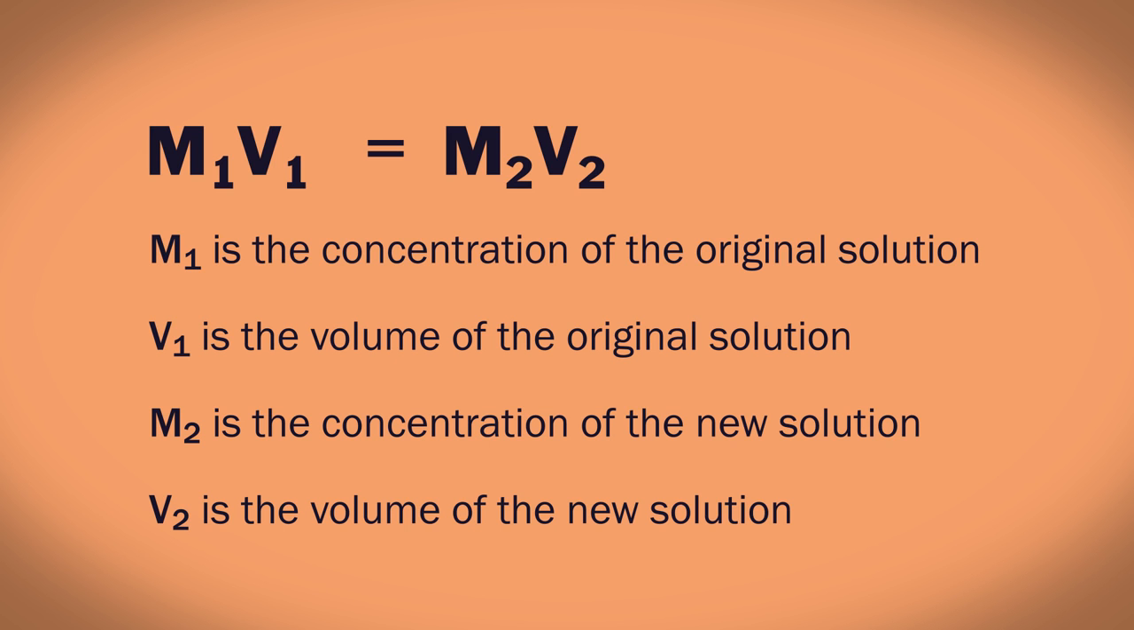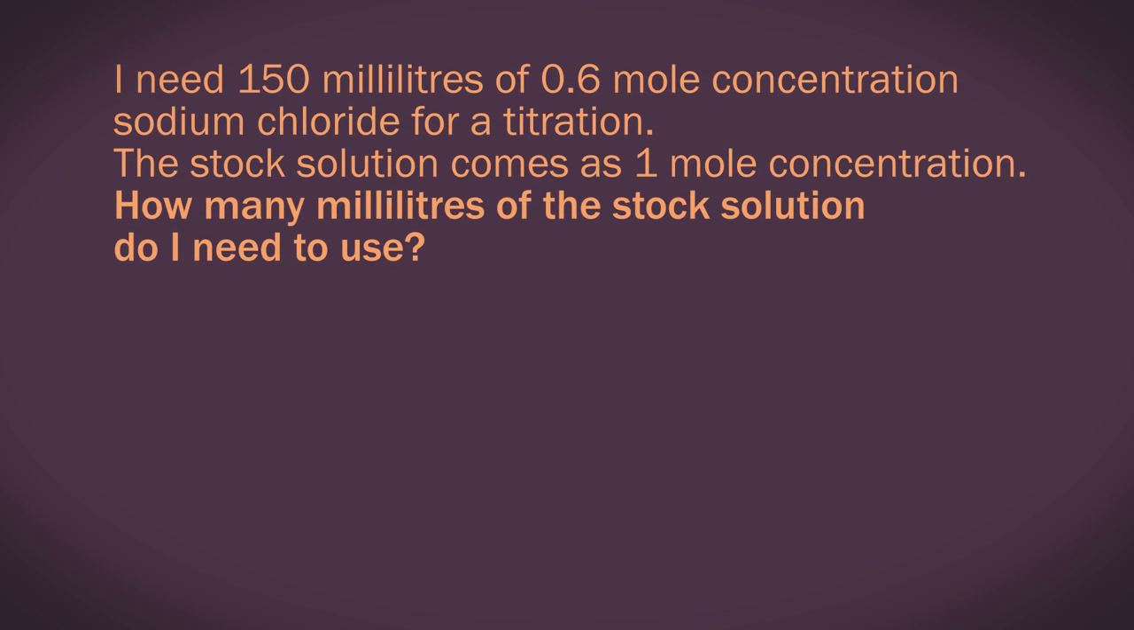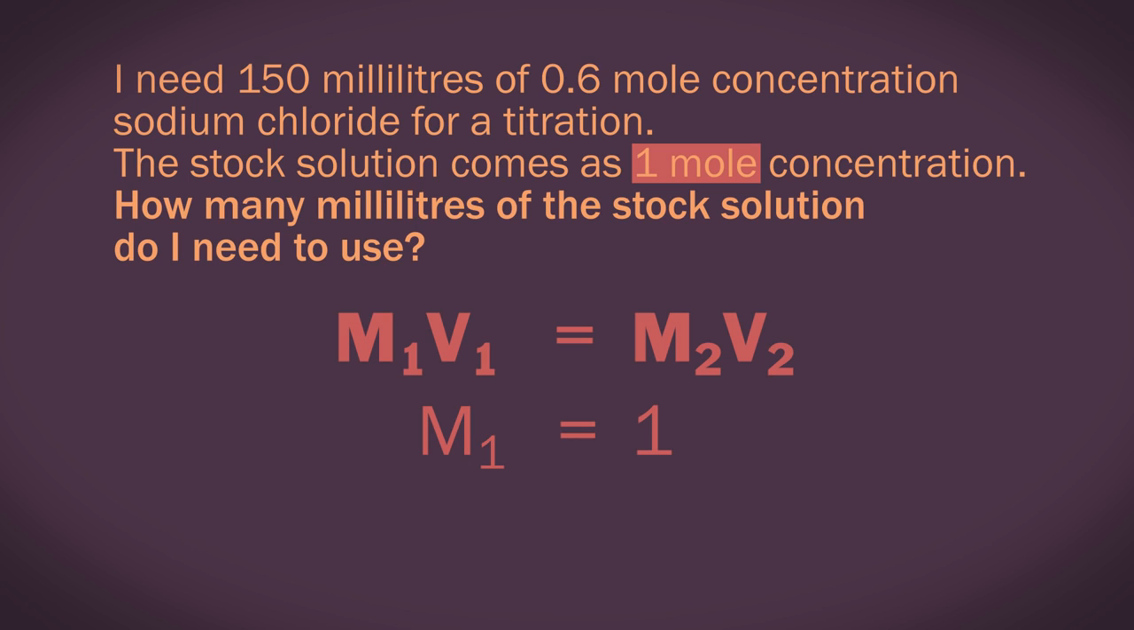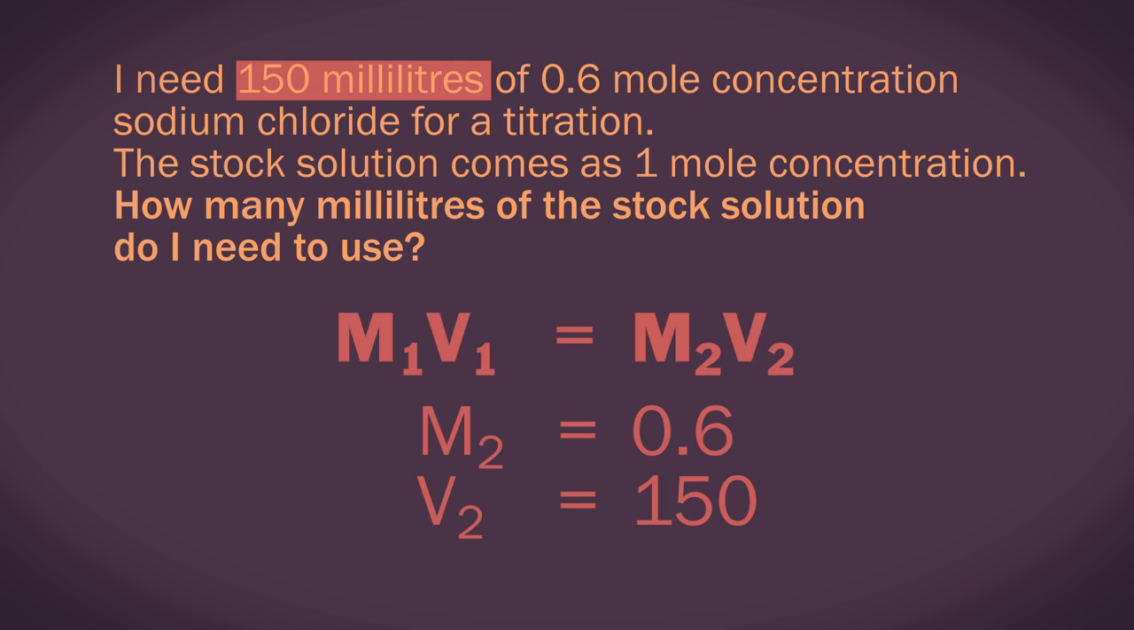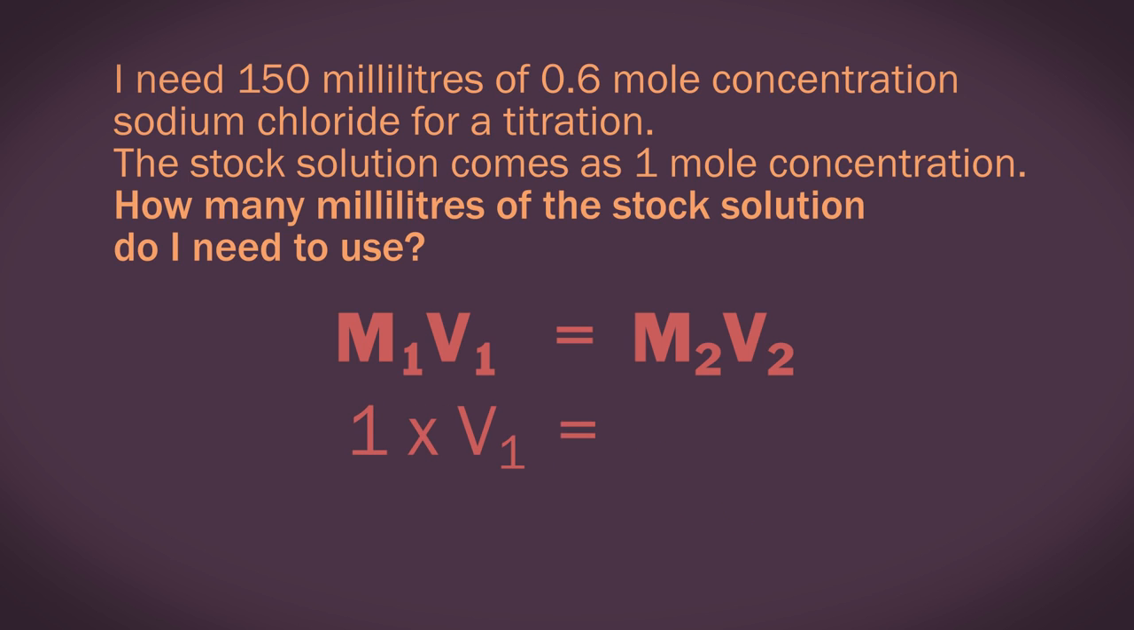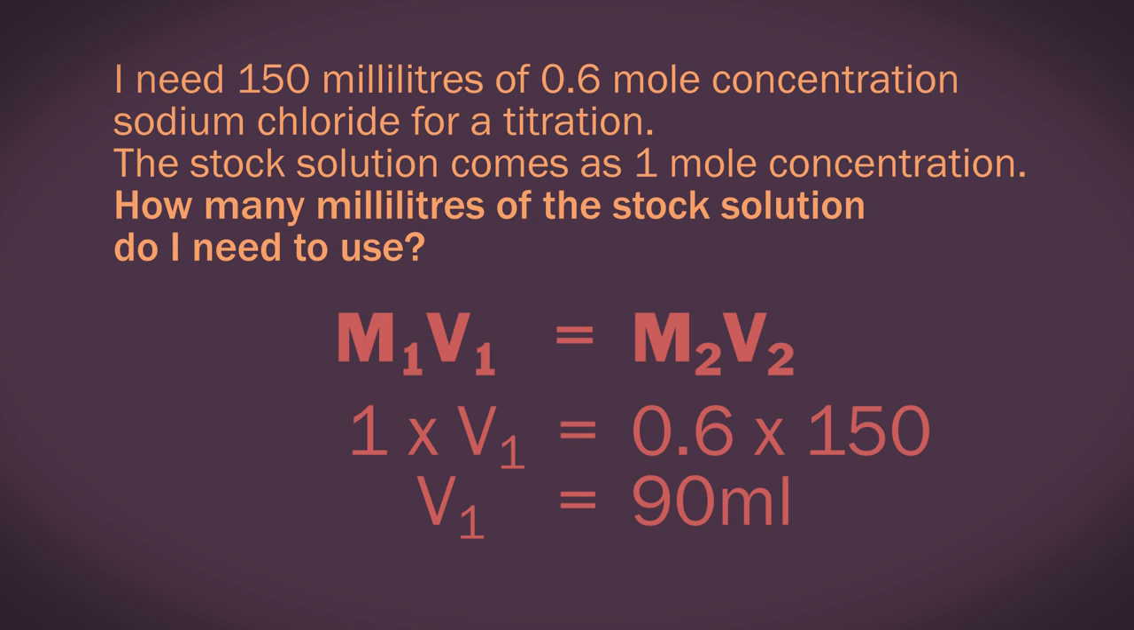Let's now have a look at how to use this easy peasy equation. So we have our M1 V1 equals M2 V2 equation. Here, our before values are M1 equals 1, and we don't know V1. Our post-dilution values are M2 equals 0.6 and V2 equals 150 milliliters. Substituting in these values, we get 1 times V1 equals 0.6 times 150. So V1 equals 90 milliliters.